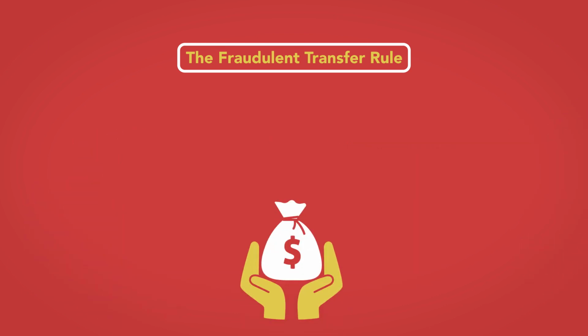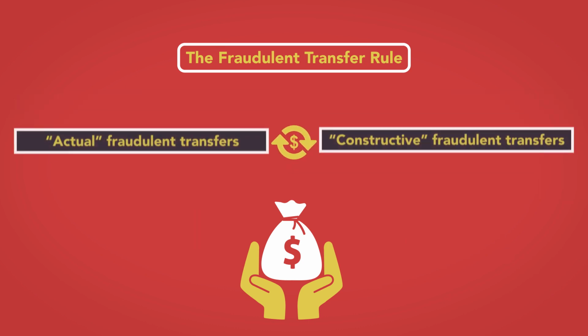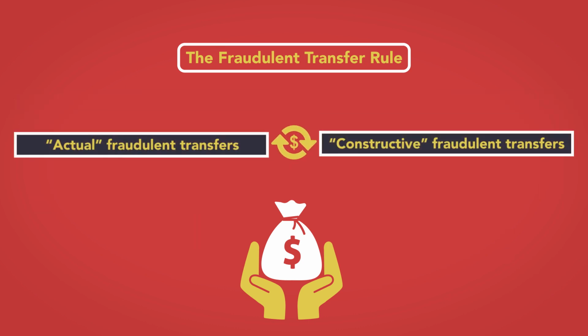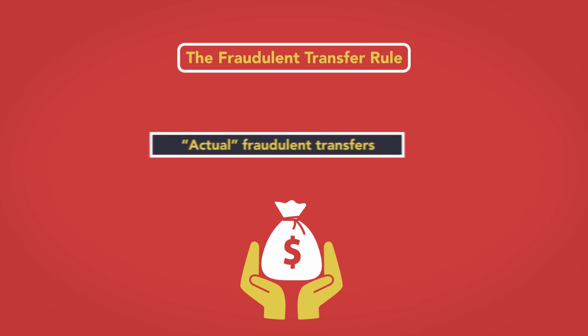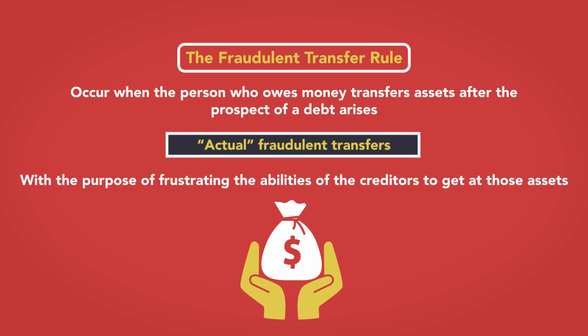The rules regarding fraudulent transfers come from case law, the Uniform Fraudulent Transfer Act, and the United States Bankruptcy Code for cases that involve bankruptcy filings. There are two types of fraudulent transfers: actual fraudulent transfers and constructive fraudulent transfers. Actual fraudulent transfers occur when the person who owes money transfers assets after the prospect of a debt arises with the purpose of frustrating the ability of the creditors to get at those assets.